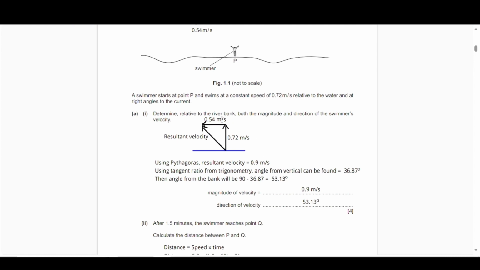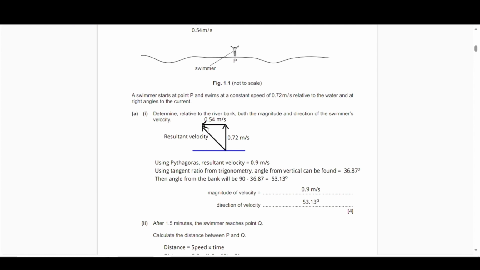The other thing as well is, if you're a math student, the easy thing to do would be to use a bit of trig, because again, you've got a right angle triangle. I'll quickly describe what I've done here. With the tangent ratio from trigonometry, you can find the angle to the vertical. So they want you to find essentially this angle here.